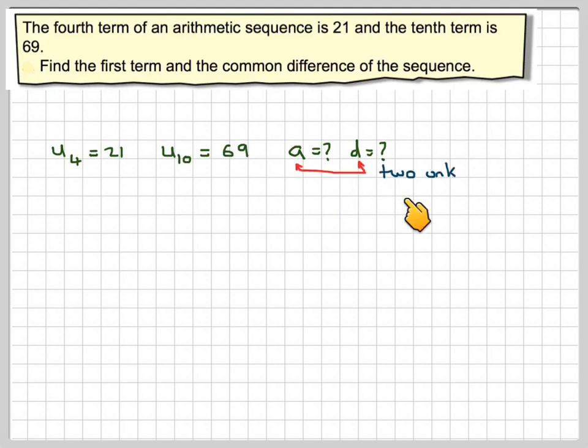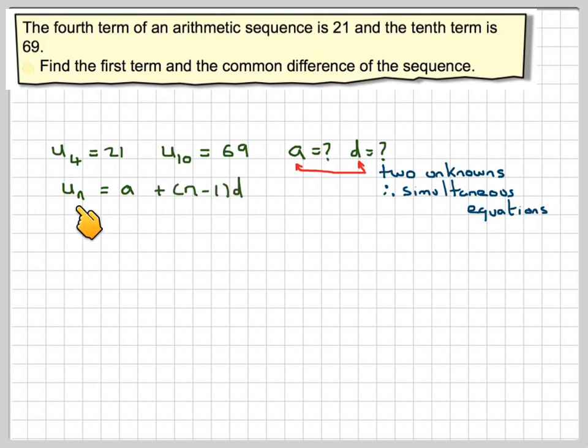So here we have two unknowns, and therefore we will have to use simultaneous equations in order to find them. When you have two unknowns, you need to make two equations in order to find them. So using this information, in this formula which says any term is equal to the first term plus the term number minus 1 times the common difference, we will say that A plus 10 minus 1 times D is equal to 69.